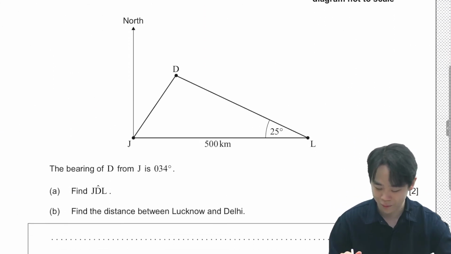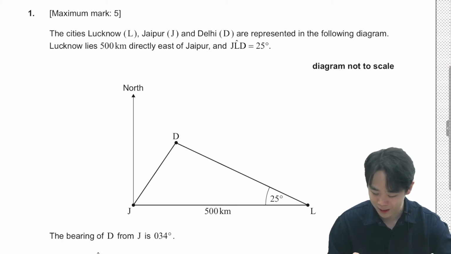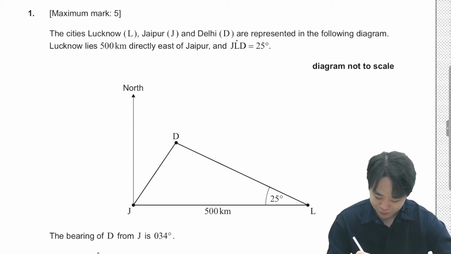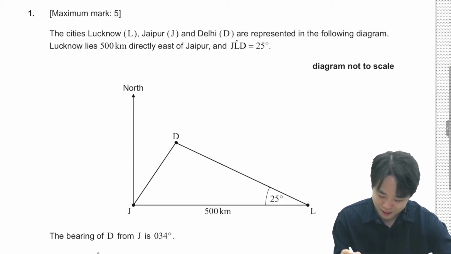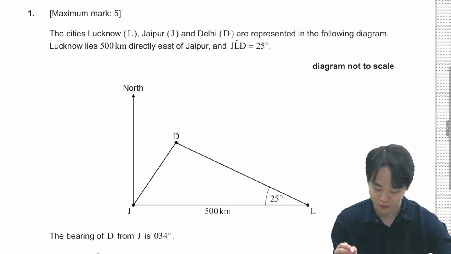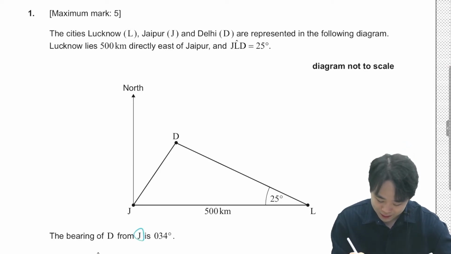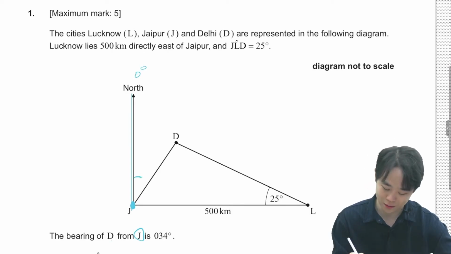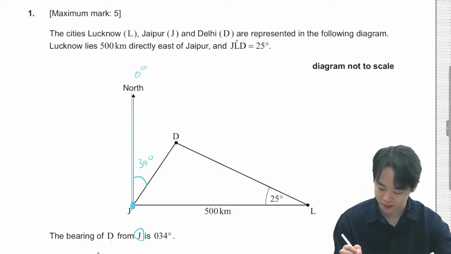So number 1, we have 3 cities, L, J, and D, and they're represented on the diagram here, and we have some bearing notation. So the bearing of D from J is 34 degrees. So from J indicates that this is our reference point. So north from J is going to be 0 degrees. And the bearing of D from J, so this angle, is going to be 34 degrees.